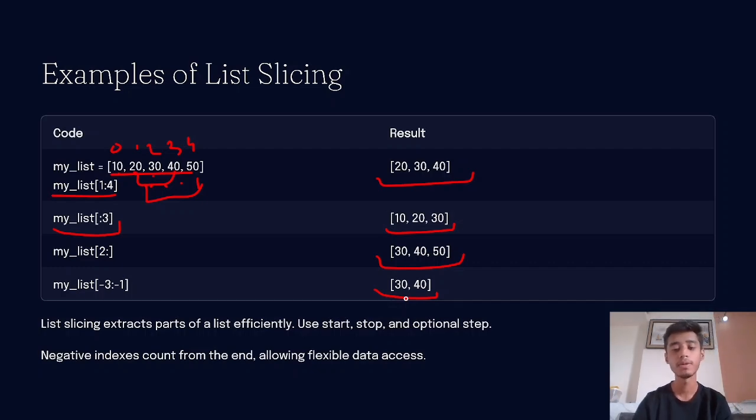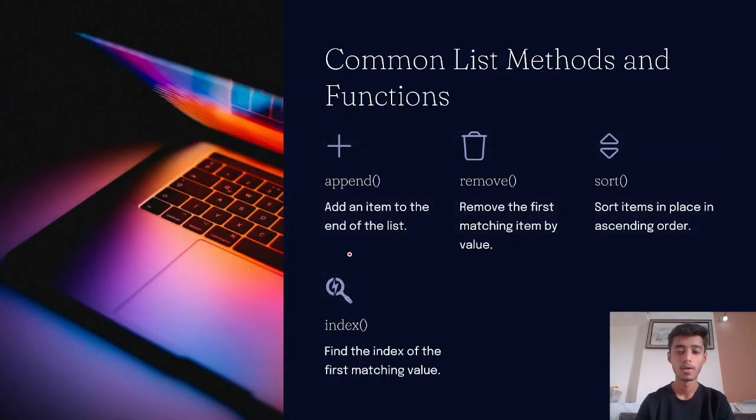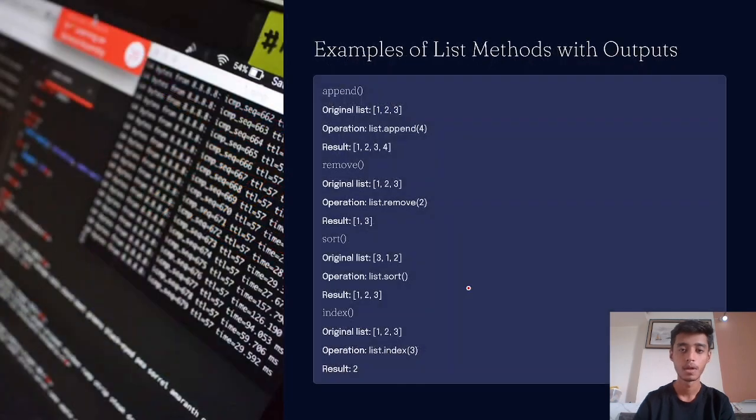Now let us see some common list methods and functions that are used. Some useful list methods include append to add items, remove to delete items, sort to sort items, and index to find the index of the matched value. Now let us see some examples of list methods. Here your original list is 1, 2, 3. Using this operation, you will add that item at the last of the list. So here the result will be 1, 2, 3, and 4.